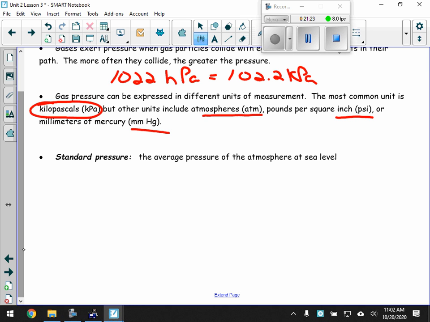Standard pressure is what we call the average pressure at atmosphere at sea level, okay?